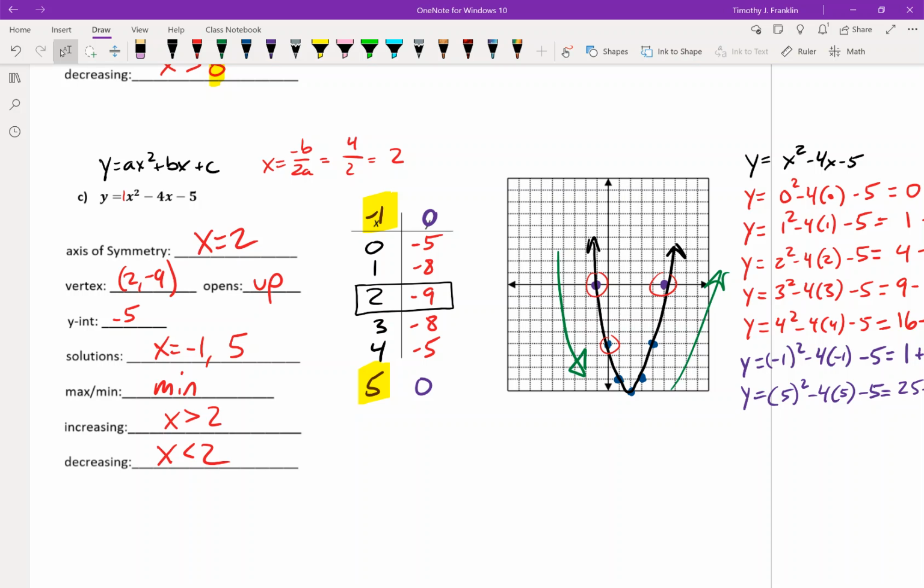Then if you didn't hit your x-intercepts like we didn't here, add a couple more points until you reach the x-axis, and then you can fill out your information.